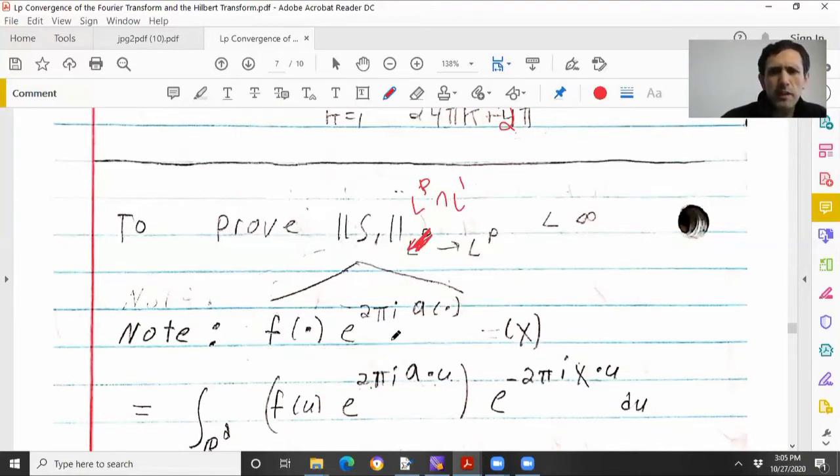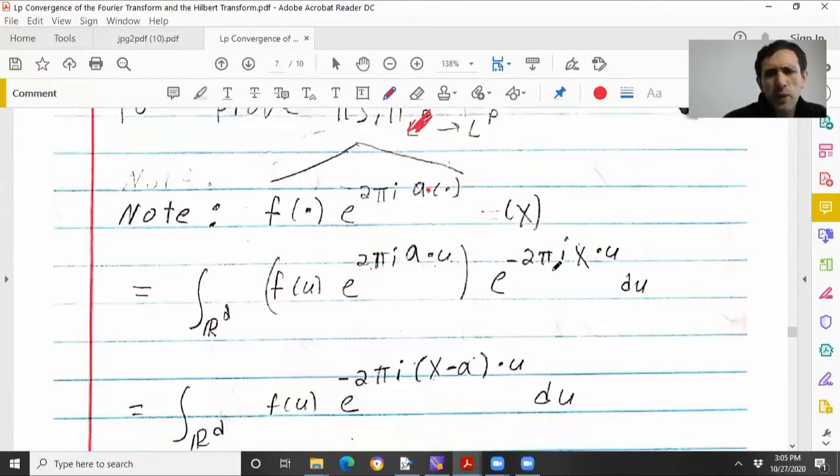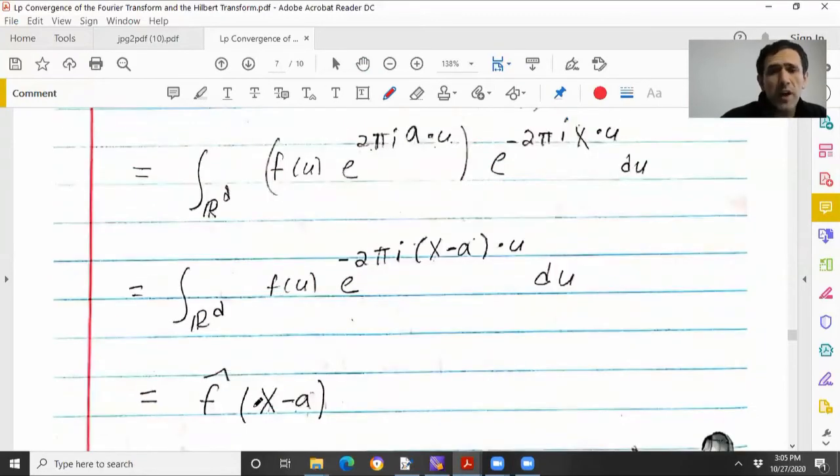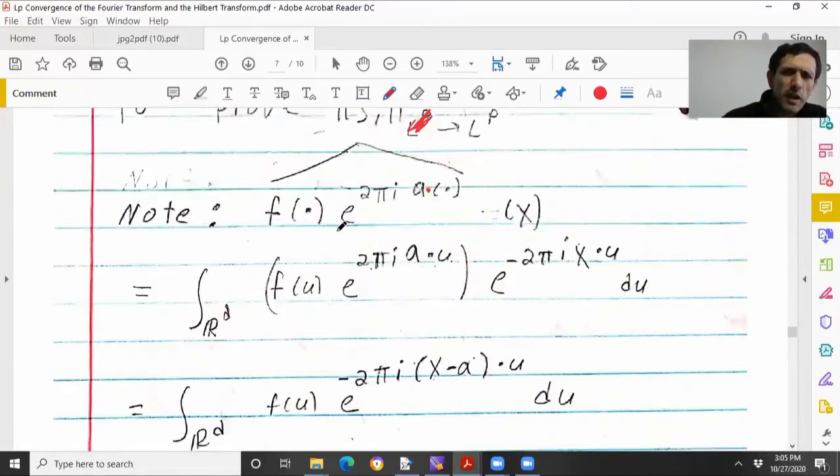So just plug this in, f of u e to the 2 pi i a dot u. Sorry, again, there should be a dot here. We're integrating that against e to the minus 2 pi i x dot u. We'll just combine these two exponentials together. And this is the Fourier transform of x minus a. So in other words, we shift the Fourier transform, and it has the effect of multiplying by this complex exponential inside the Fourier transform.